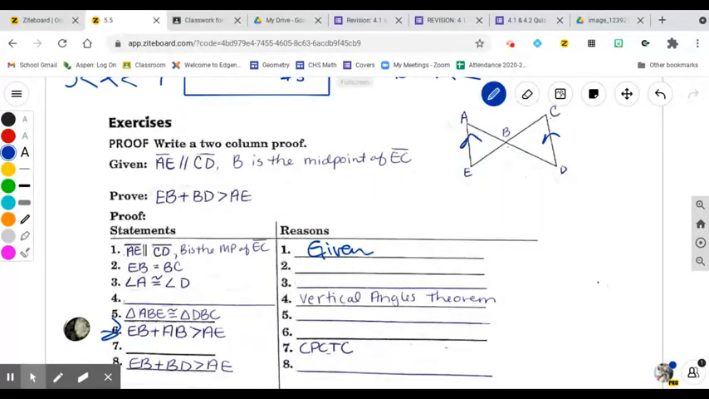So let's start off. It says EB is equal to BC. How do we know that those two are equal? Well, they told us B is the midpoint. So we're going to say definition of midpoint. Next, it says angle A is congruent to angle D. This one here is congruent to this one here. So A is congruent to D. What type of angles are those? Those are alternate interior. So it's alternate interior angles theorem.